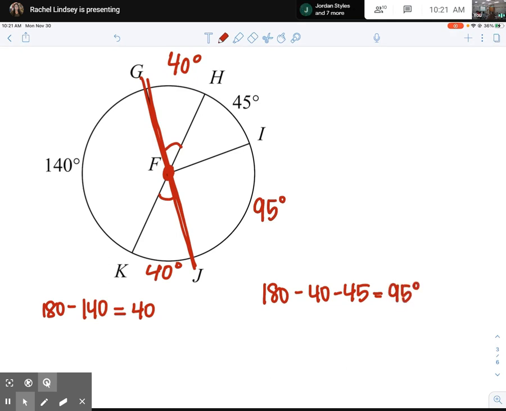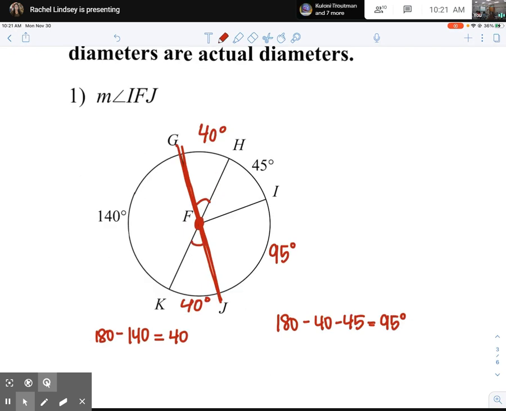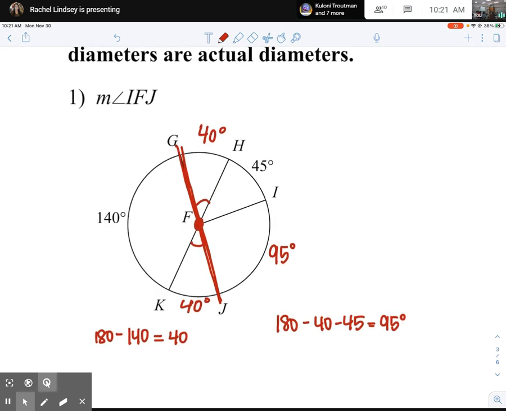Okay, so it wanted something specific. So it wants to know what angle IFJ is. What's angle IFJ? 95.